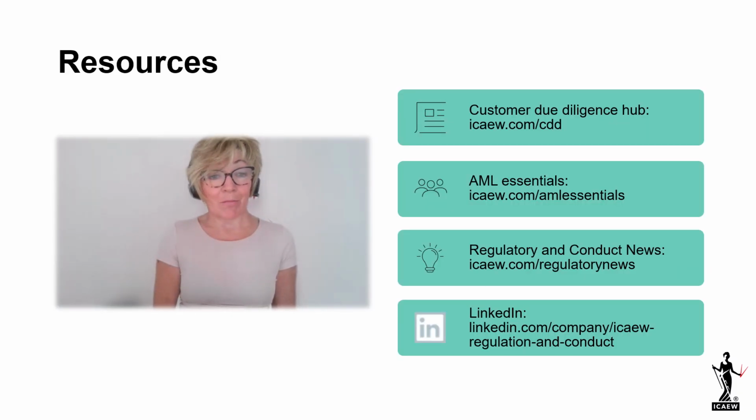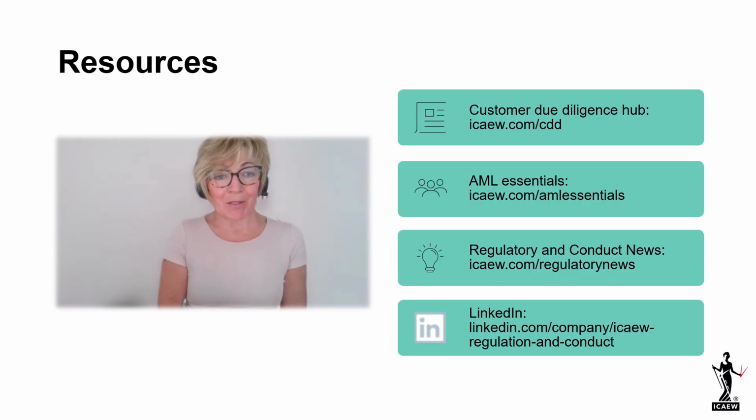So what resources have we got? Well, there's plenty of resources on the website, but to reference a few, we have a Customer Due Diligence Hub on the website, which has links to articles, help sheets, and guidance. We have a regular bulletin for our MLROs called AML Essentials, and that covers changes in regulations, updates on guidance and help sheets again. We've got regulatory and conduct news. We've got a web page for any regulatory and conduct changes and news and updates.